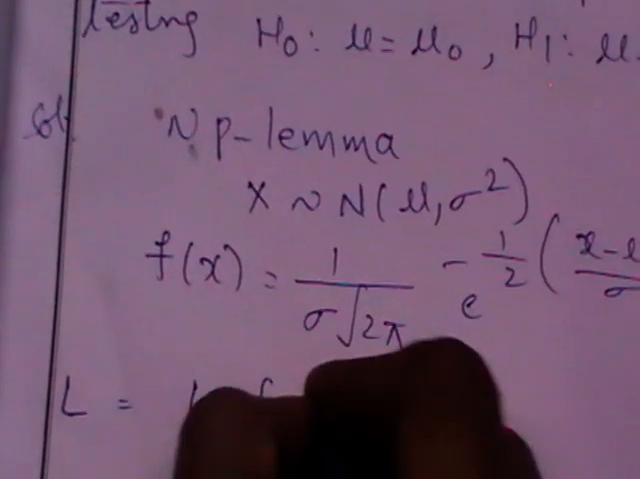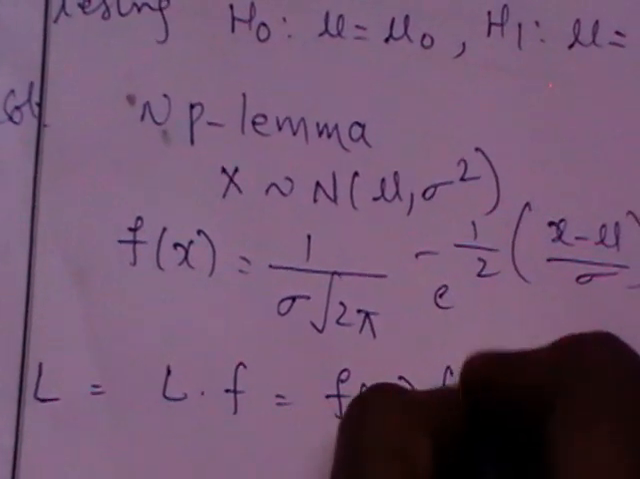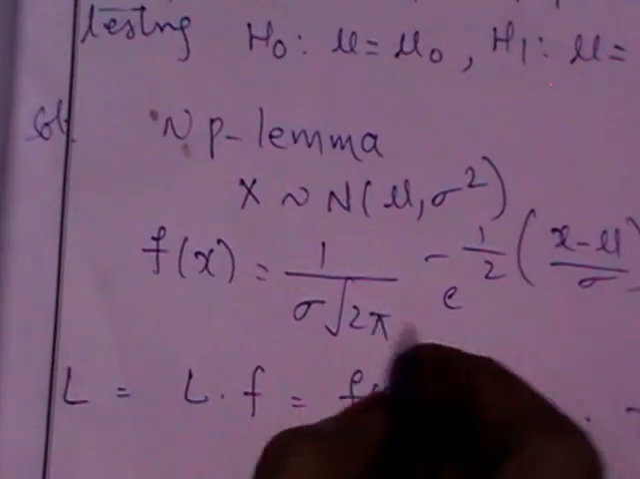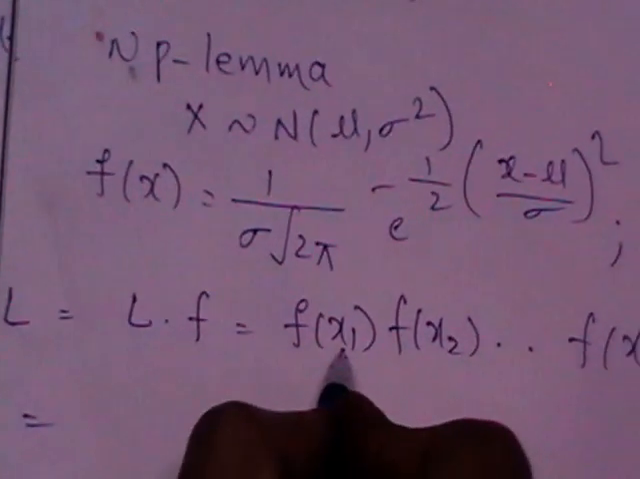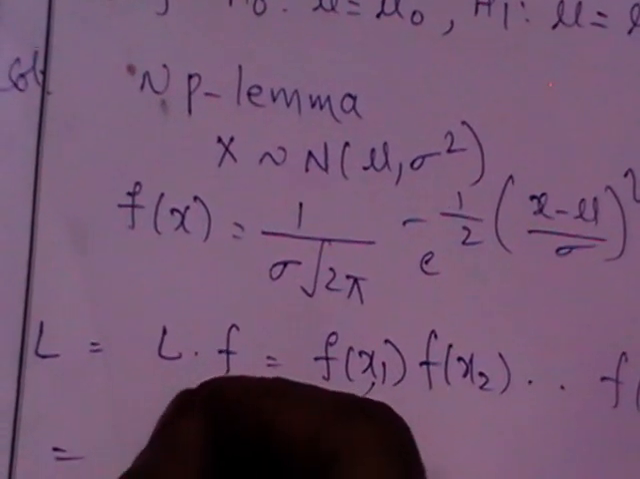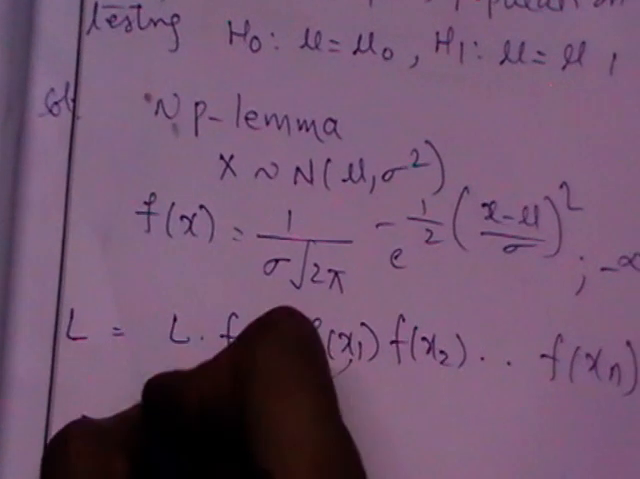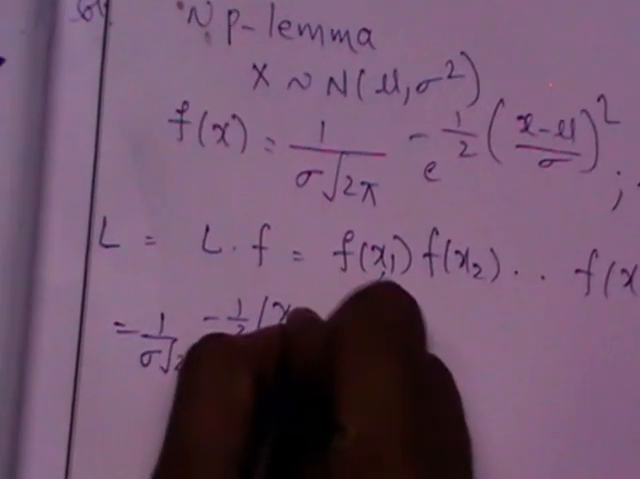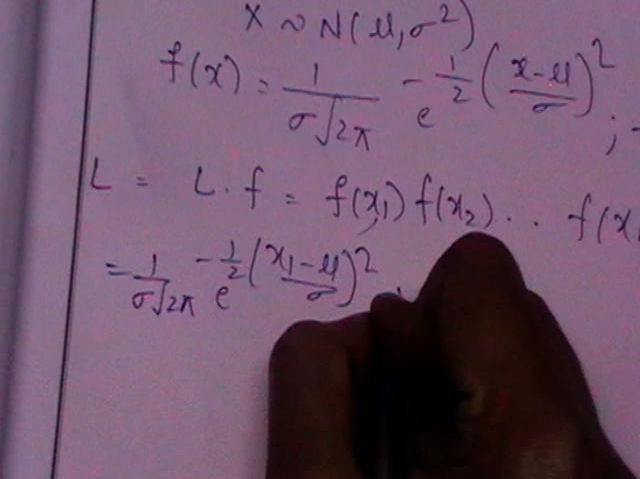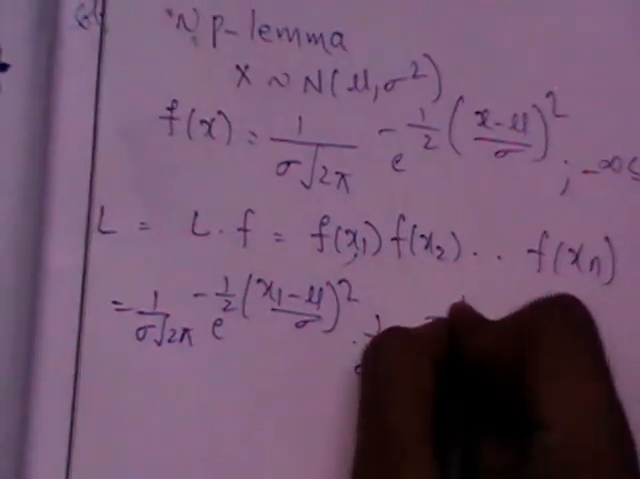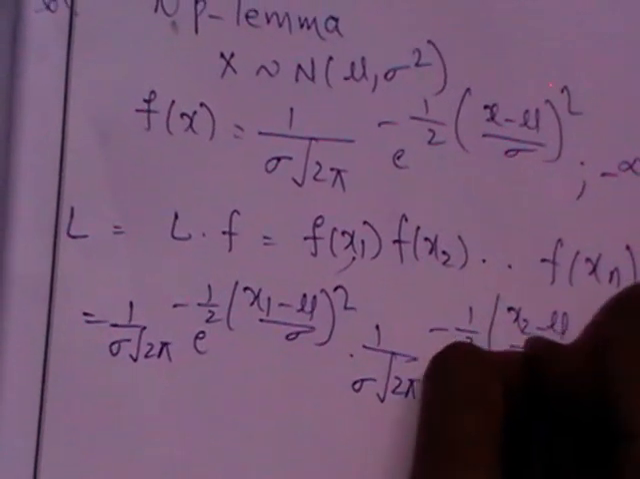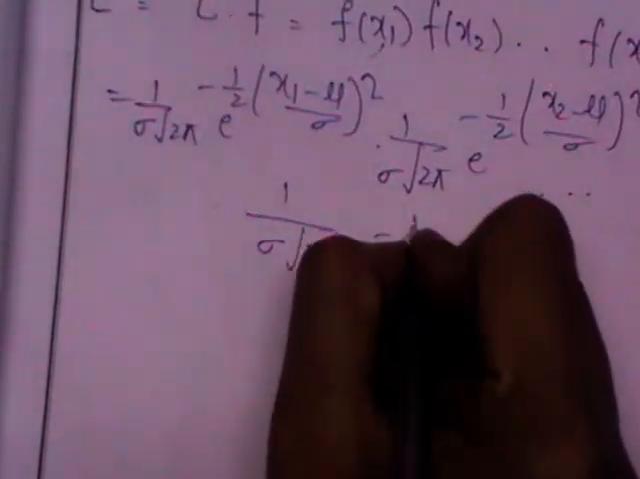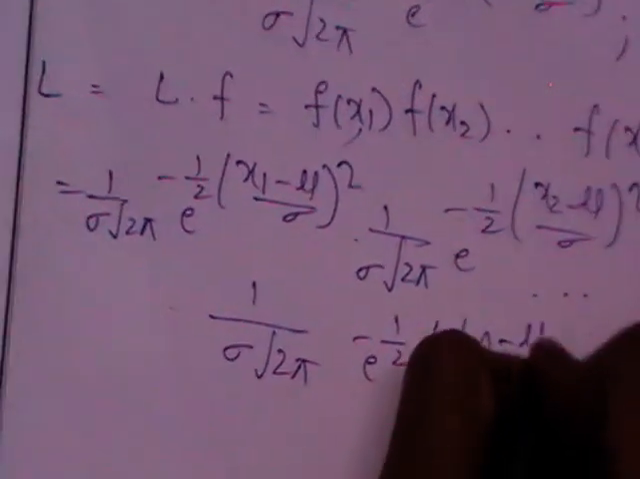L is nothing but the likelihood function, which is equal to fx1 into fx2 into fxn. In the PDF, for fx1 you should replace only x with x1 and the remaining are all the same. So you will get 1 by sigma root 2 pi e power minus 1 by 2 x1 minus mu by sigma whole square. Fx2 means 1 by sigma root 2 pi e power minus 1 by 2 x2 minus mu by sigma whole square. And the last PDF is 1 by sigma root 2 pi e power minus 1 by 2 xn minus mu by sigma whole square.